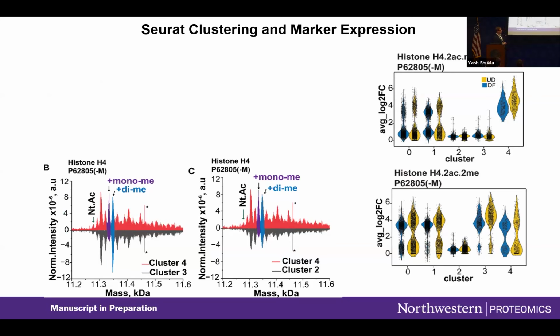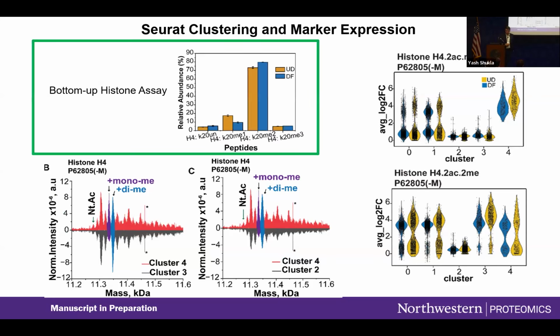Similarly, we can do this once again for cluster 4 and 2, where we find that both the monomethyl as well as the dimethyl are decreased in relative abundance here for cluster 2. We can also go back and look at our bottom-up histone assay, to see how this relates to some of the abundance that we find there.